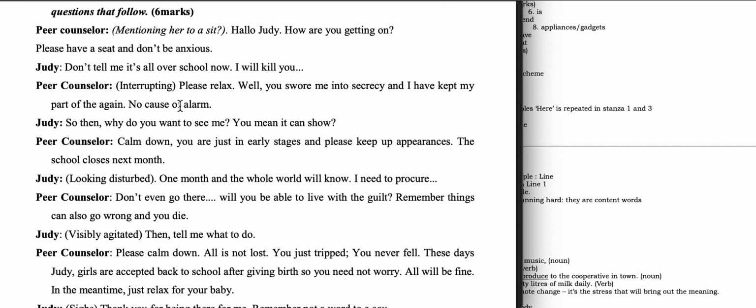Again, no cause for alarm, Judy. So then, why do you want to see me? You mean it can show? Peer counselor: Calm down. You are just in early stages and please keep up appearances. The school closes next month, Judy. Judy, looking disturbed: 1 month and the whole world will know. I need to procure... Peer counselor: Don't even go there. Will you be able to live with the guilt? Remember, things can also go wrong and you die.